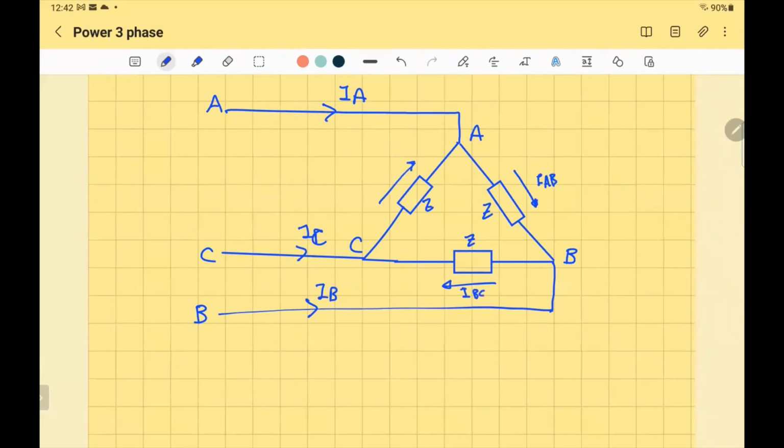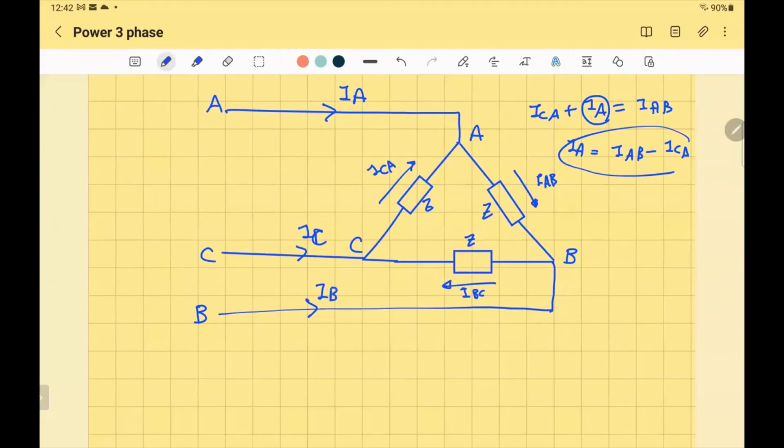But what's the difference? The difference between load and source is the direction of the current. So it will change the equation. Now we have ICA and IA going in, and the out is IAB. You want to find IA. So IA would be equal to IAB minus ICA.